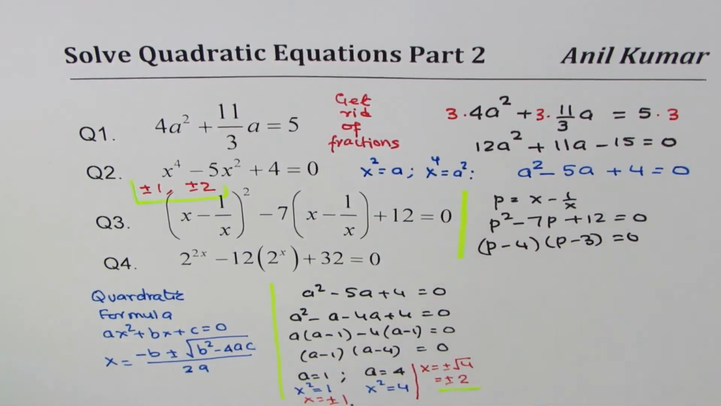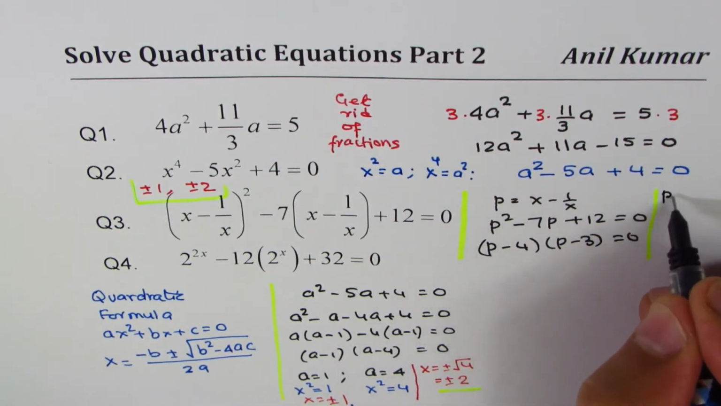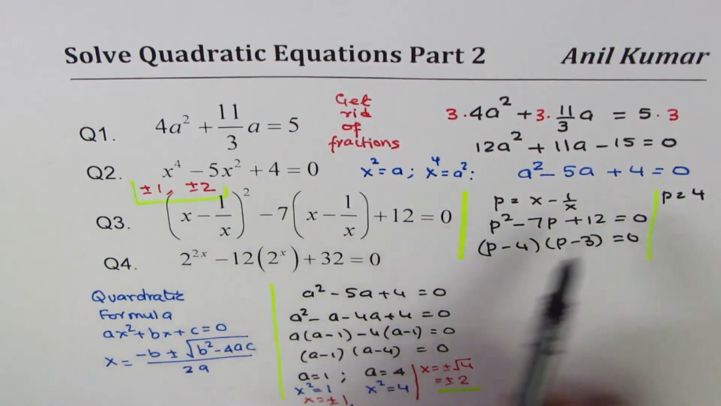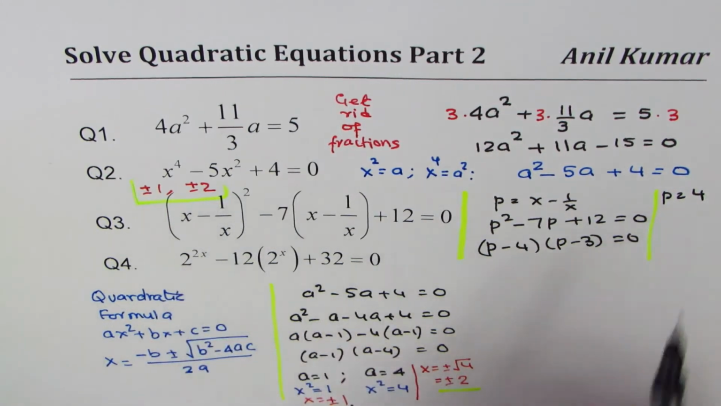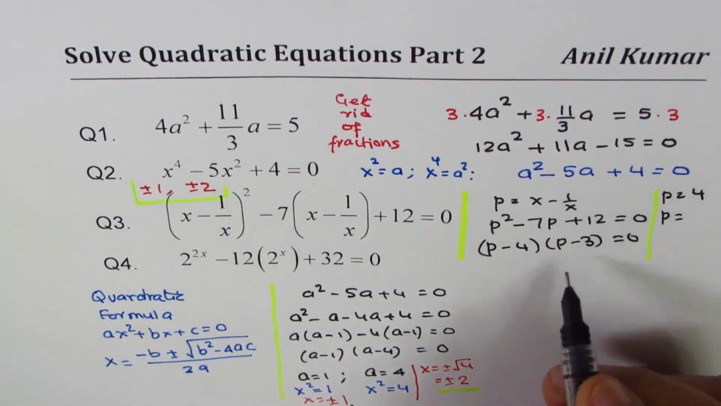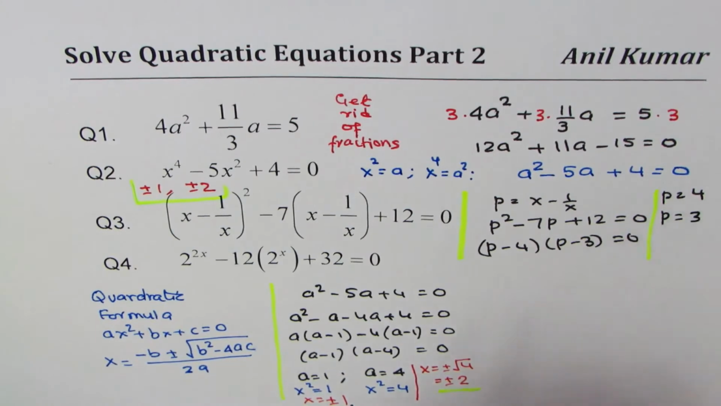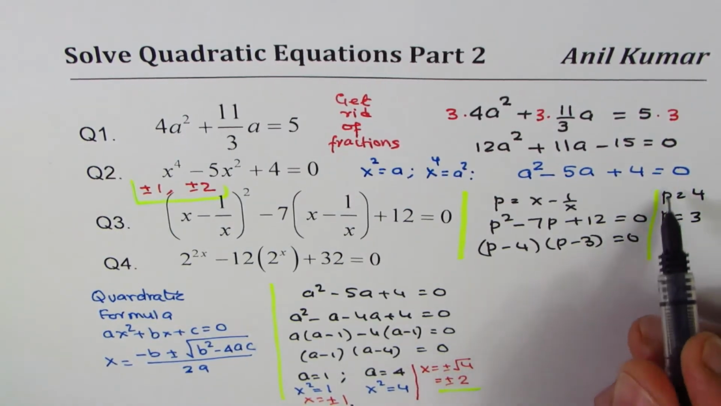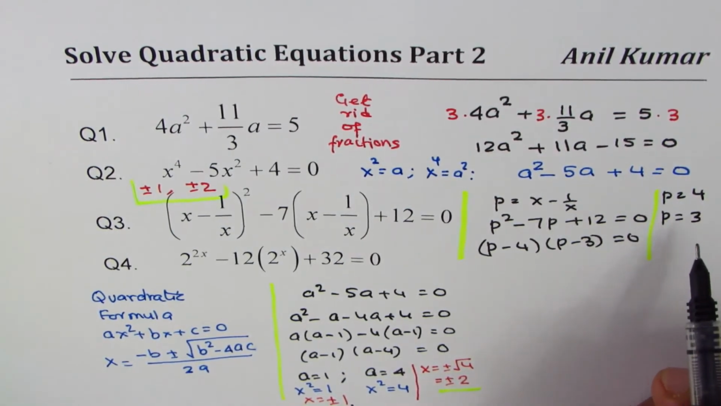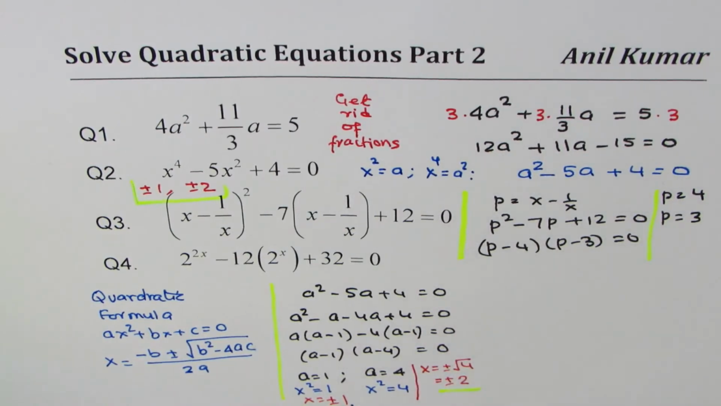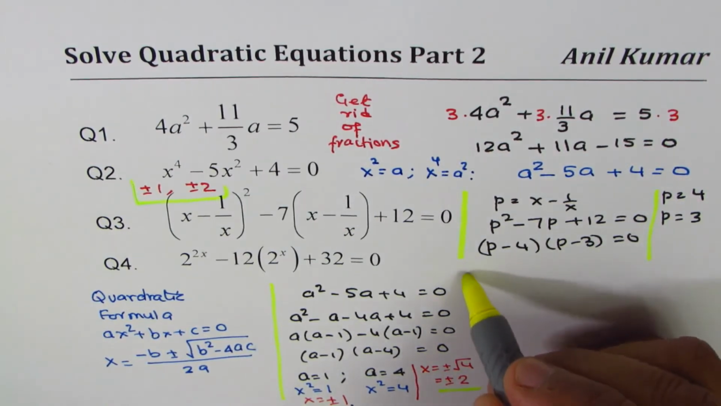That gives you, let me write down the solution here, p equals to 4. Now if p is 4, what is x? You have to find that. And that gives you p equals to 3. Is that okay? So we know p is 4 and p is 3. You'll have to further solve it. Okay, so let's continue.